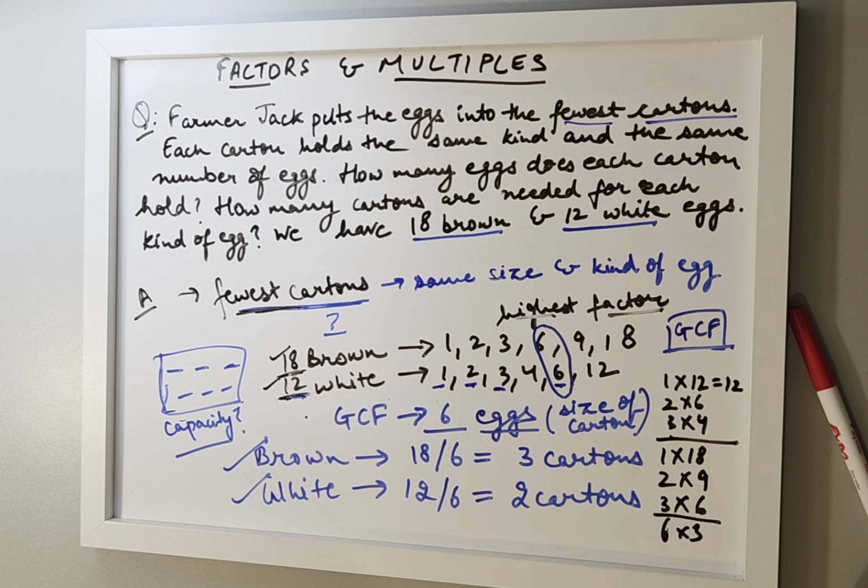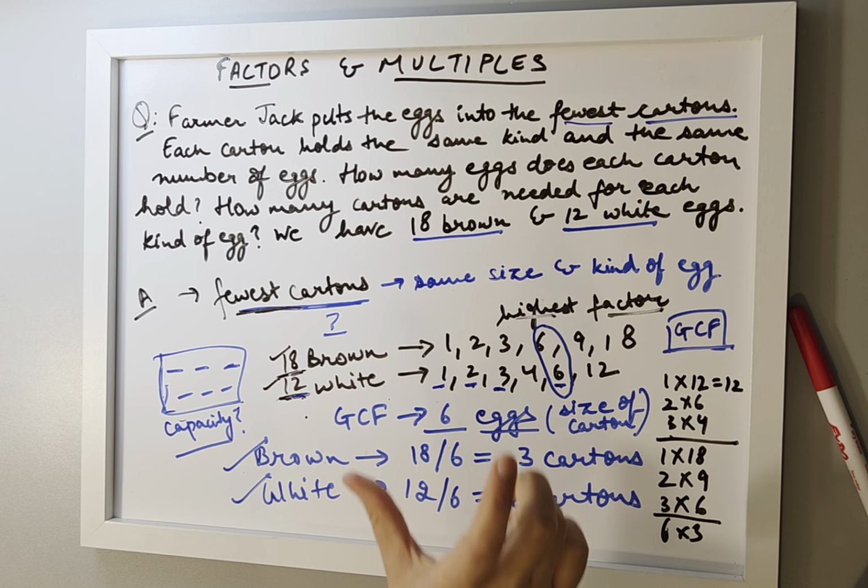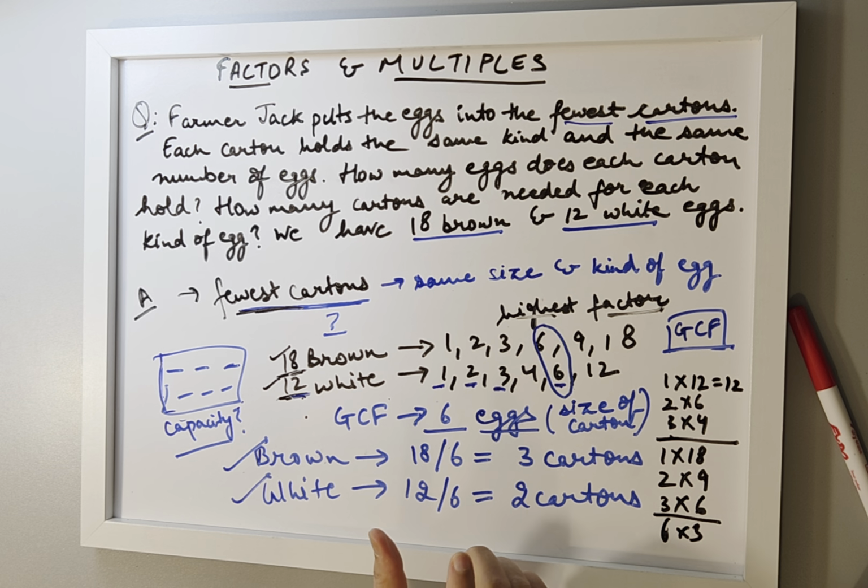So I hope this is clear, and how to find the important words to help you figure out what we are looking to find, like GCF or LCM, and then how to solve each part of the problem.